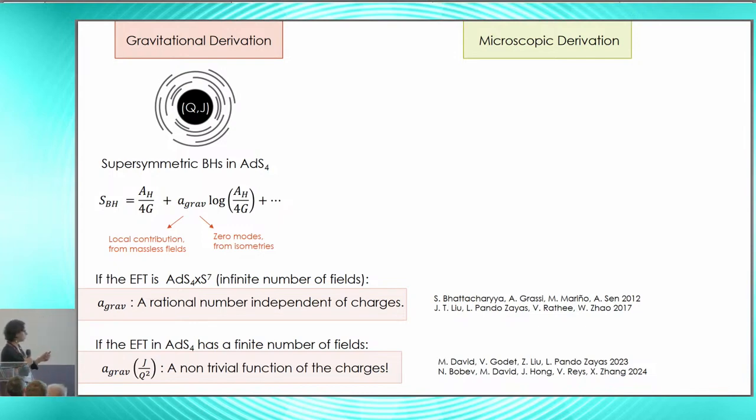What I want to illustrate here is that, for instance, if your EFT is 11-dimensional supergravity, and you compute this logarithmic correction, so Marcos can tell you all about how you compute that, it's just a rational number, an integer or half integer, and it's quite a simple thing. Well, you still have to be careful, you can get the integer wrong, but it's just a number. Now, if you do it from the perspective of AdS4, and you just have a finite number of fields in this EFT, this logarithmic correction is going to depend on the parameters of the black hole in a non-trivial way. It's not going to be a rational number.